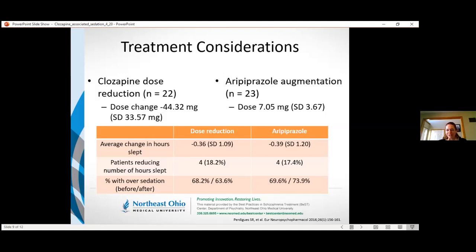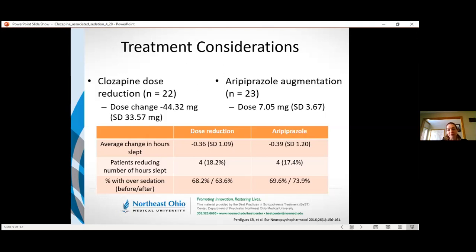The average change, though, when they looked at all 22 or 23, was only about 0.4 hours. So a little less than essentially a 20-minute change overall. But it suggested that there may have been some patients in each group that had a much more robust response. So for the patients that had the reduction in clozapine dose, the number that were reporting sedation decreased from 68% to 63 or 64% if you round up by the end of the 2-year mark.